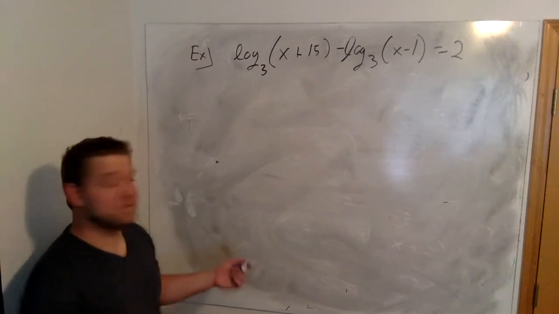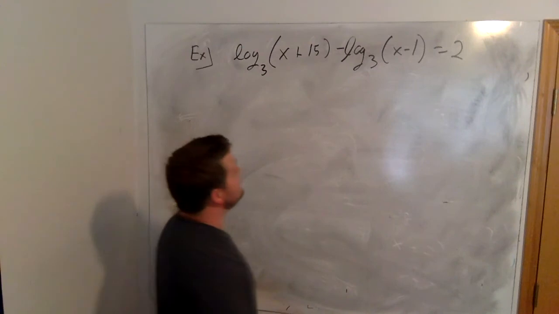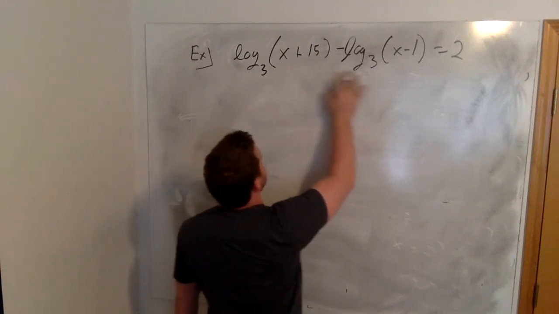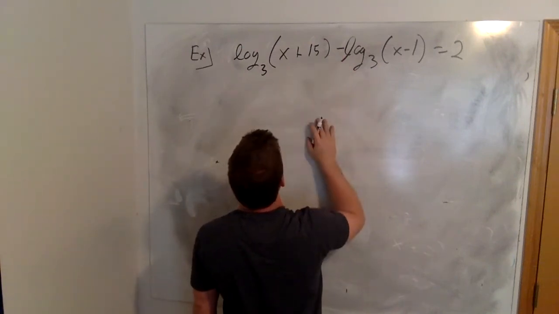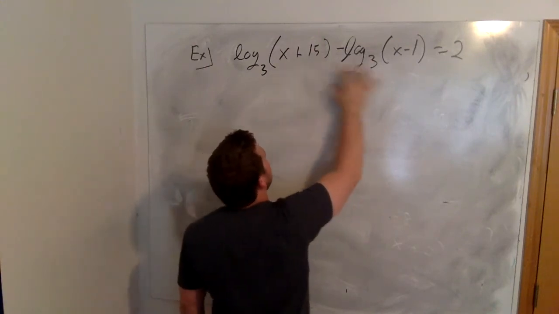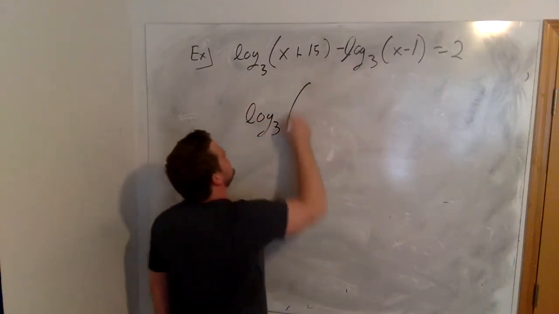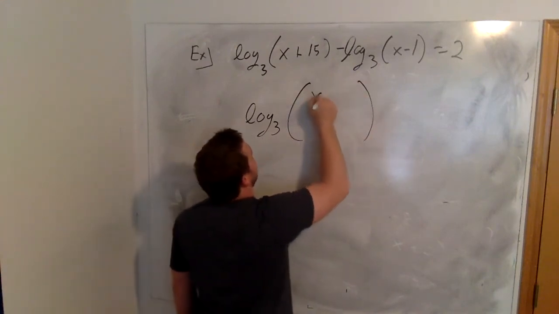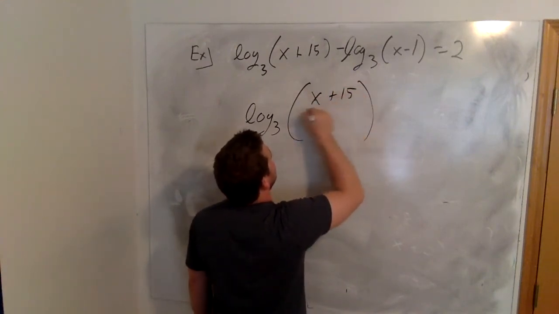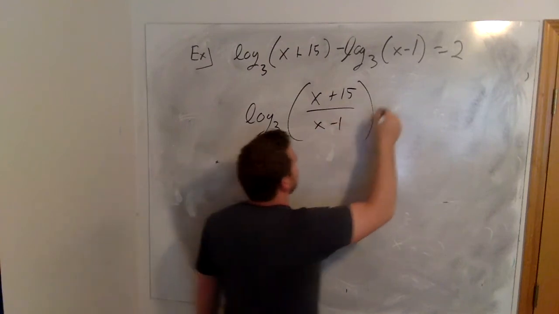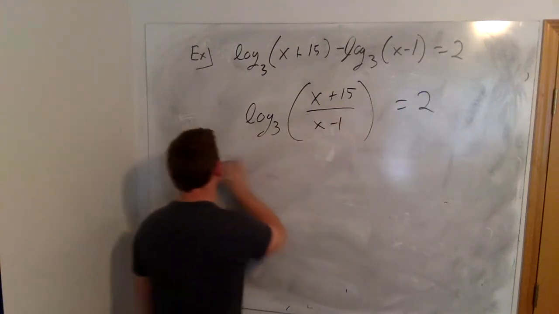Okay, let's do it. First thing we're going to do here is we're going to notice that I have a log base 3. We're subtracting, so I think log rule 2 says I can divide the arguments. So this is log base 3 of x plus 15 all over x minus 1 will be equal to 2.